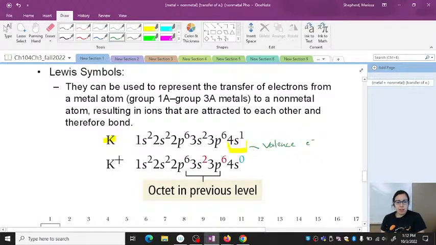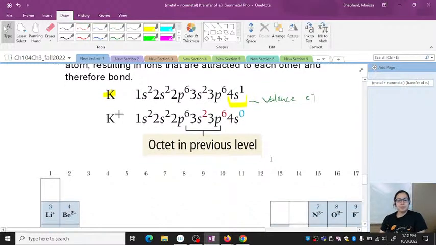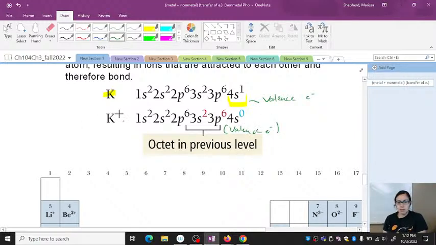This is what dictates its reactivity. And then for K+, our cation, of course we've lost an electron, and then we can write our new electron configuration. And then it's just emphasizing, so now this would be the octet in our previous levels, so we could say it's satisfied by the octet rule. And now these would also be considered the new valence electrons for potassium plus.